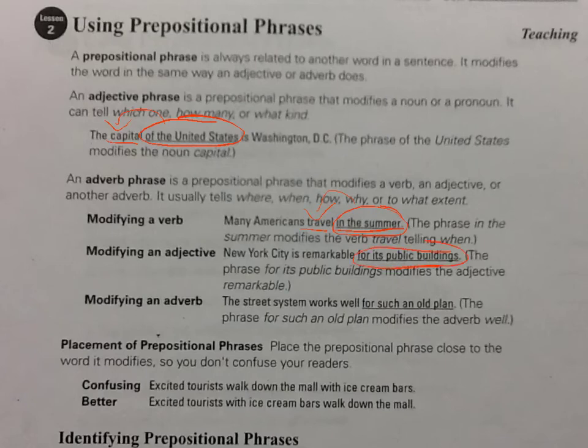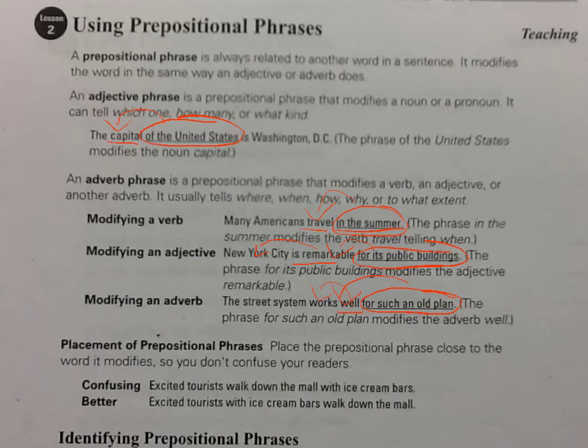Here's another one. For its public buildings. In this case, it's modifying the word remarkable. Why is it remarkable? For its public buildings. Since remarkable is an adjective, which is in turn modifying New York City, that makes this prepositional phrase an adverb, because remember, an adverb can modify a verb, an adjective, or another adverb. Lastly, this prepositional phrase, for such an old plan, is modifying this word well. Well is an adverb modifying the verb works, so that makes this prepositional phrase an adverb.